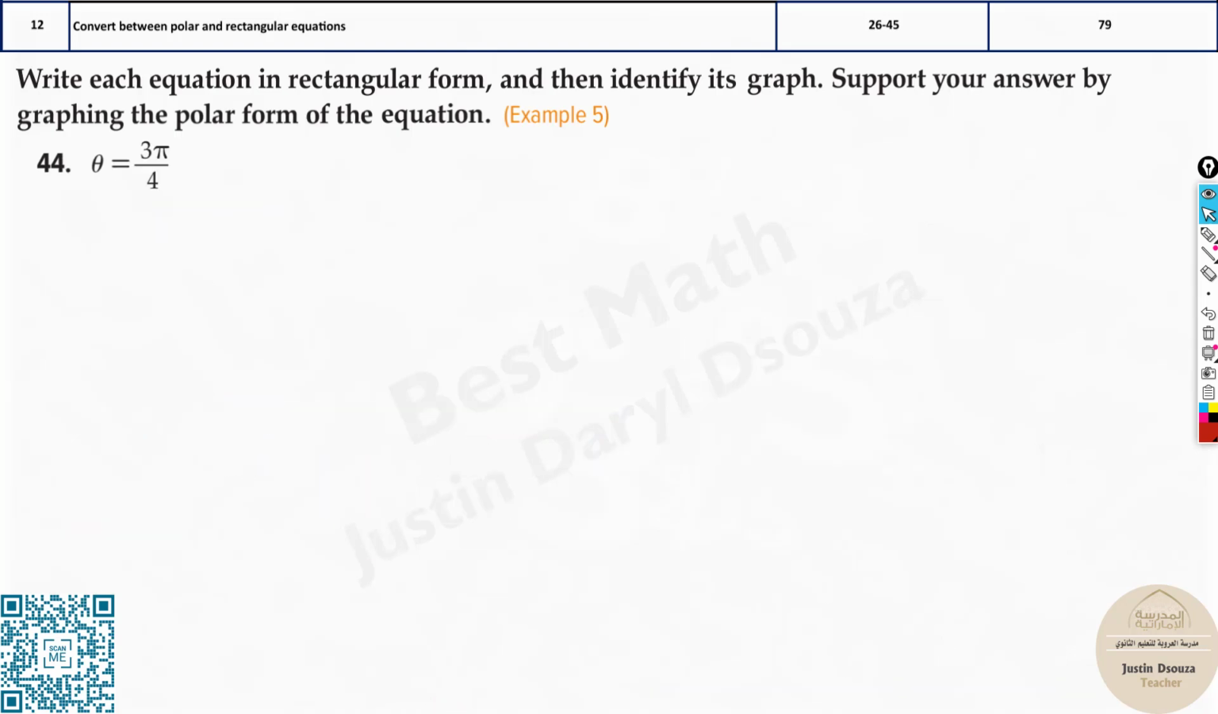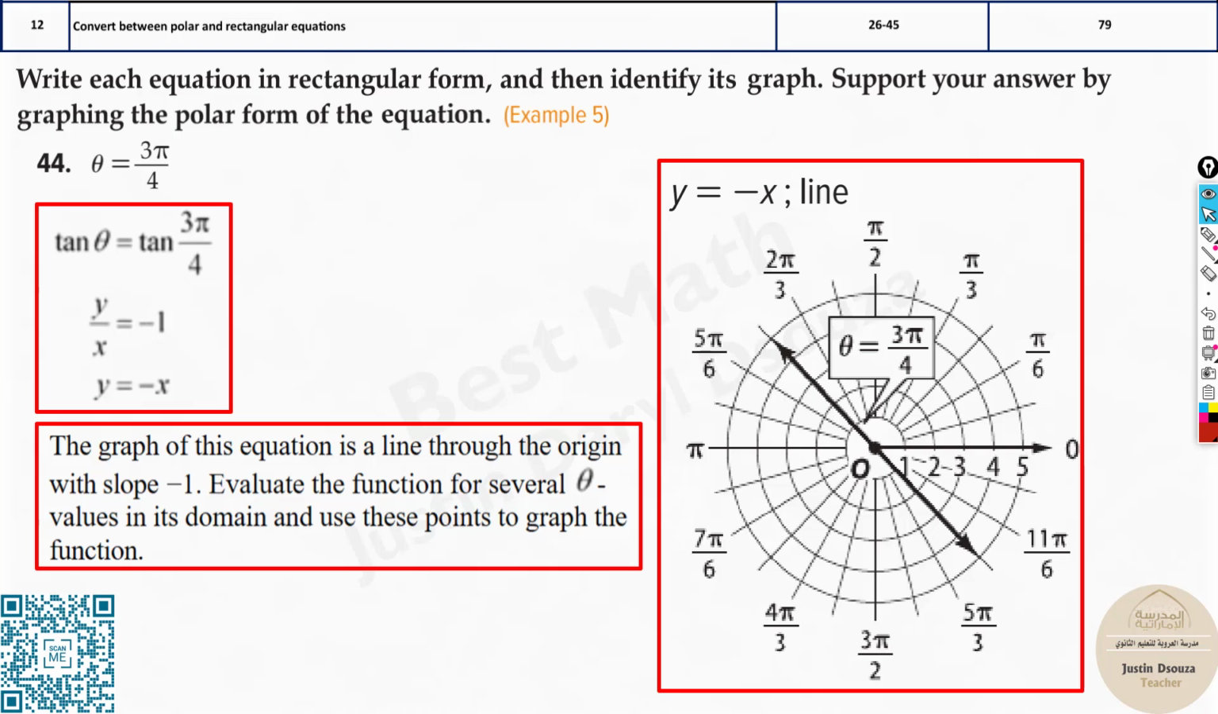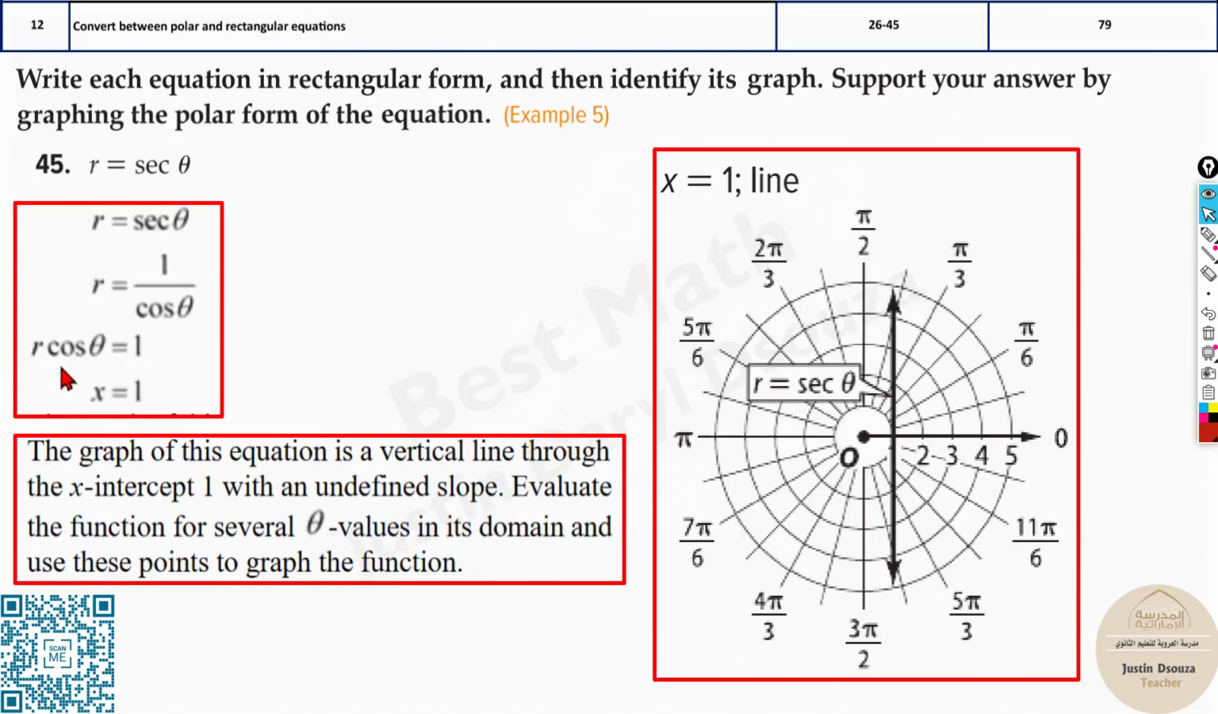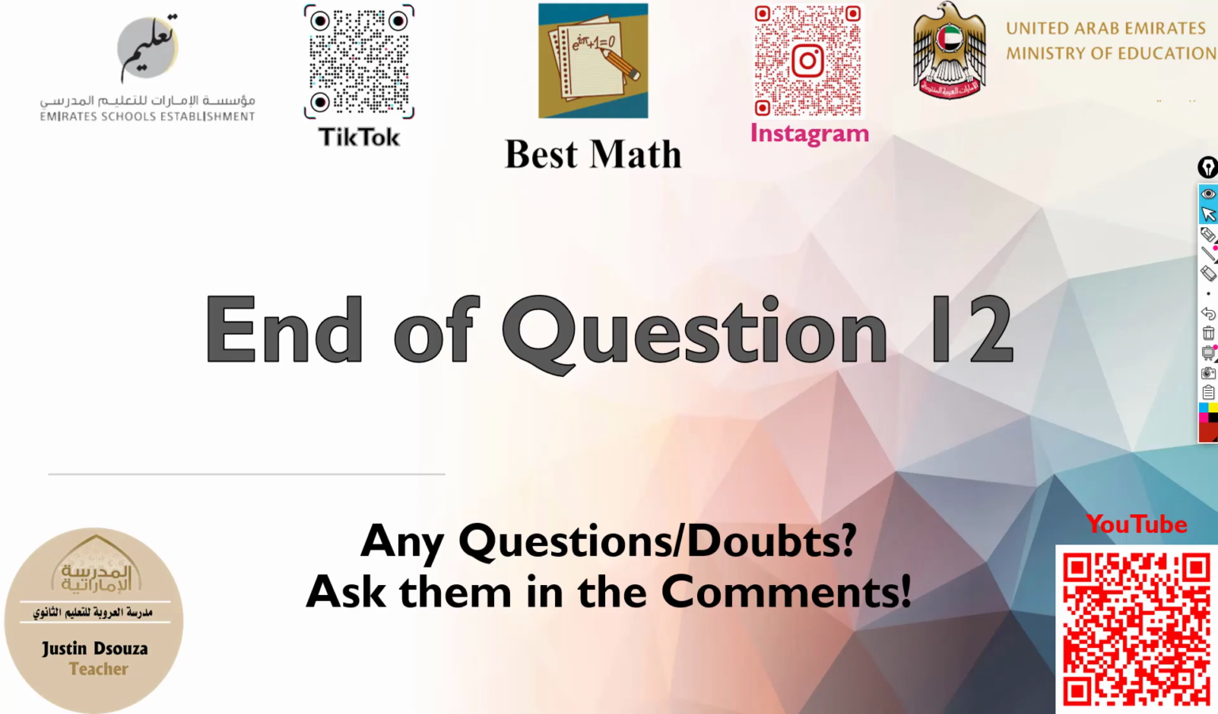Now here theta, we have done this problem as well. Just take tan on both the sides and solve it up. And secant theta will be 1 by cosine theta, and then take cosine to the other side. It will be x is equal to 1. You can see the line over here. And that's the end of question 12.